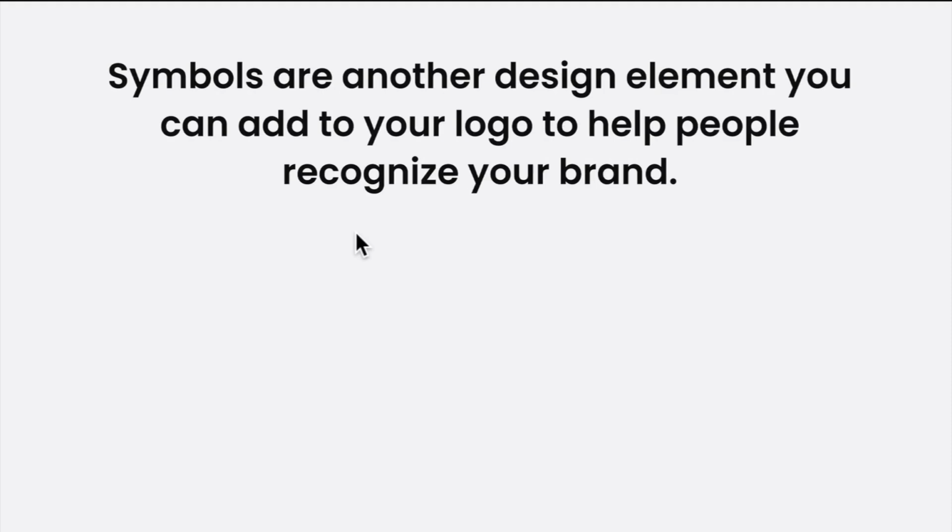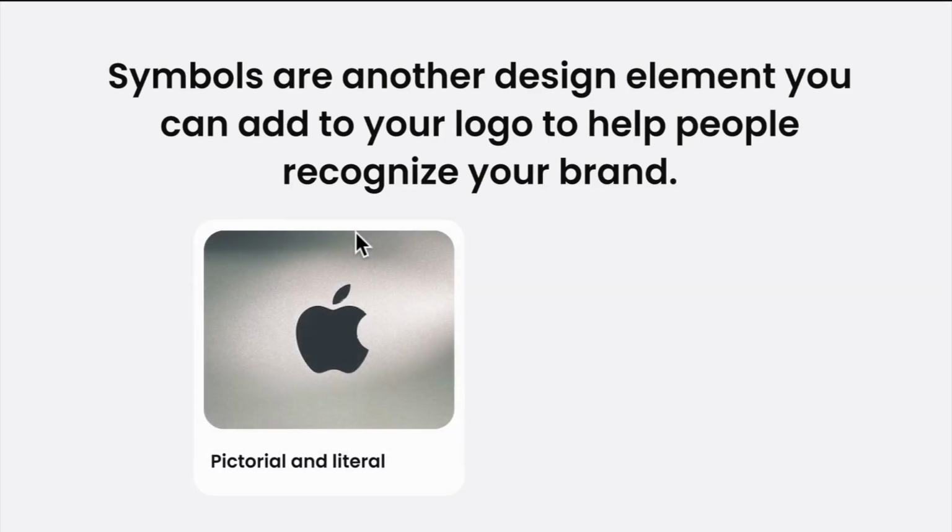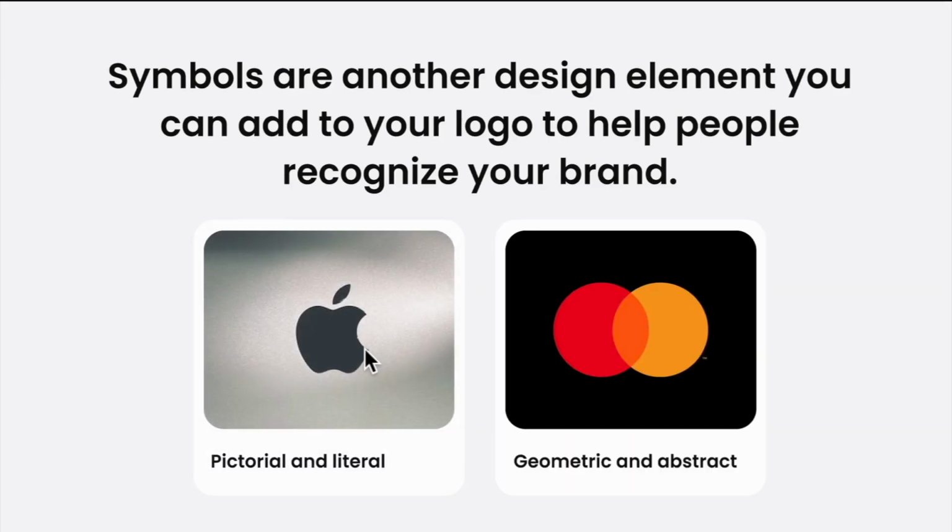Symbols are another design element you can add to your logo to help people recognize your brand. Symbols can be pictorial and literal, like animals or light bulbs. So we see the apple in this case. Or they can be geometric and abstract, like the hexagon or overlapping circles that we see here in the MasterCard symbol. Just make sure that whatever symbol you choose doesn't confuse or mislead your audience.